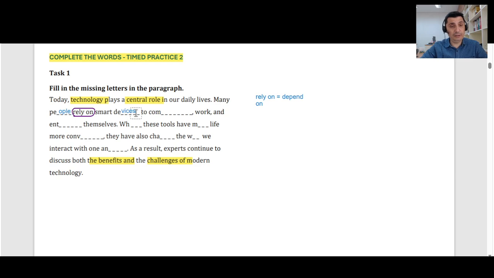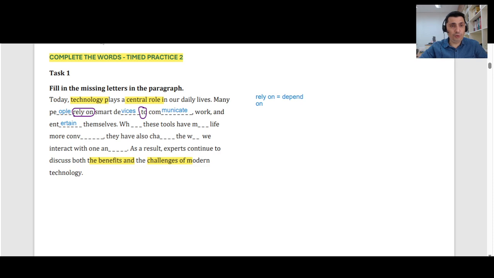Many people depend on smart devices to, of course, communicate, right? As you can see, after communicate, we have work. So verb one coming after to, verb one right here: to communicate, to work, and to entertain themselves, right? Entertain means have fun. In order to entertain yourself, you use smart devices.